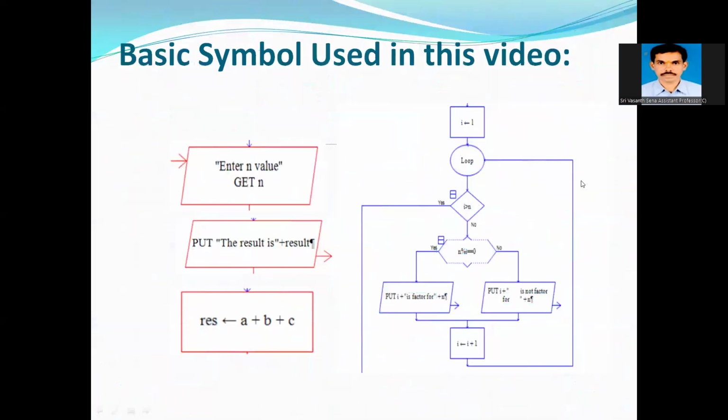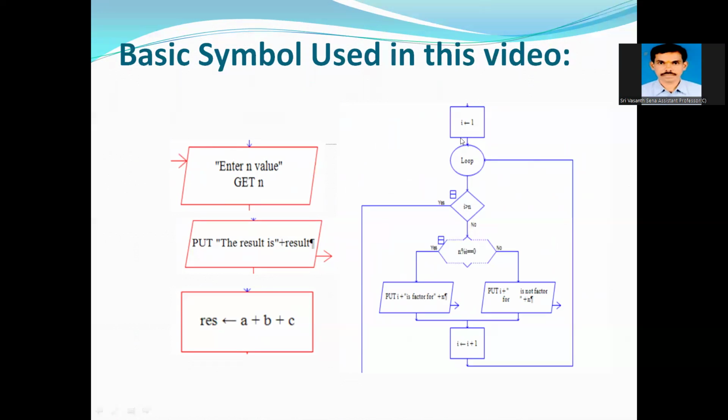The basic symbols used in this video include the input, output, and processing symbols. Then we are using a loop. In this loop, we are using selection statements in order to make decisions.